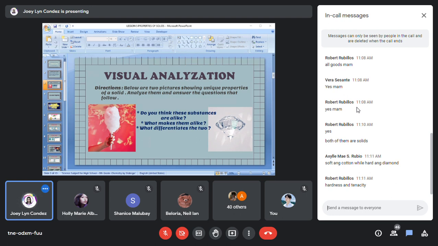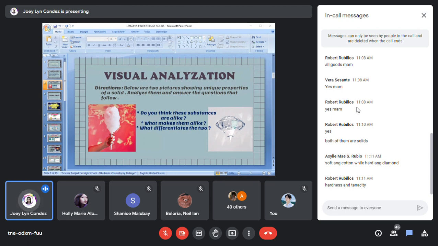Thank you so much for sharing your thoughts. Now, why do you think they have different properties? For example, the one is soft, the other one is hard, but they are both solids. So how does the structure of their particles affect their properties? Okay, so let's proceed now to our lesson proper. We'll answer these questions later.